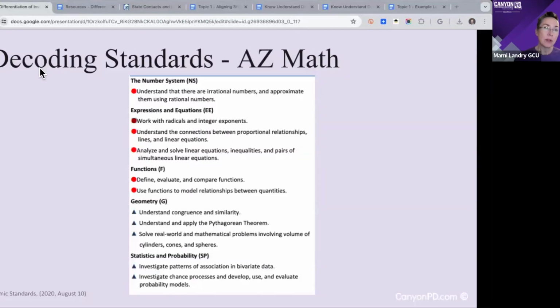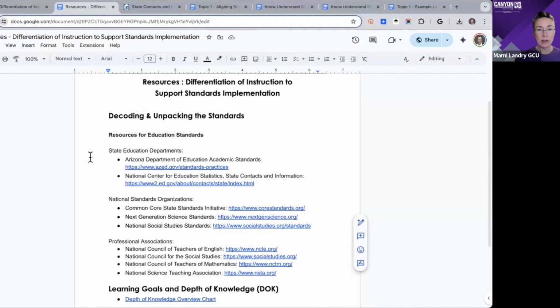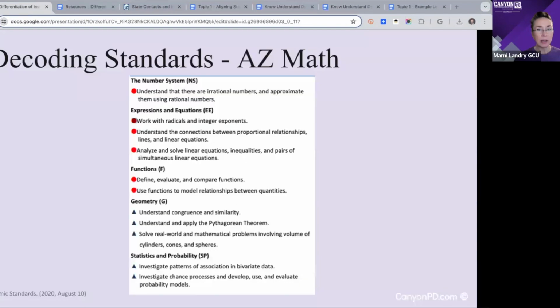In the course documents, there is a document called Resources. And on here, you will find several resources for state standards. I will provide and explain examples from the Arizona Department of Education. Those are linked right here. But I've also linked the National Center for Educational Statistics and Standards and some of the national organizations that have produced standards.